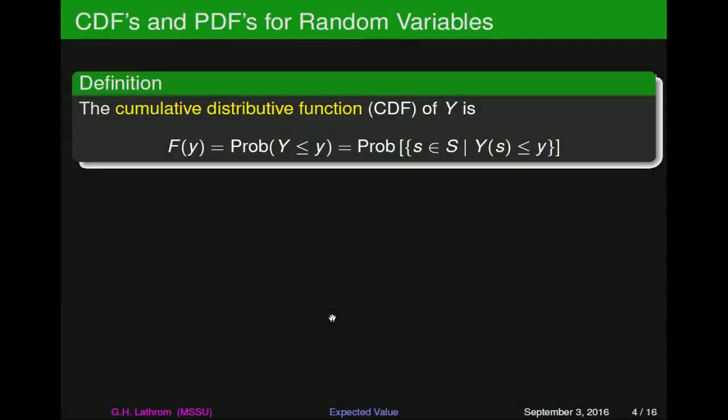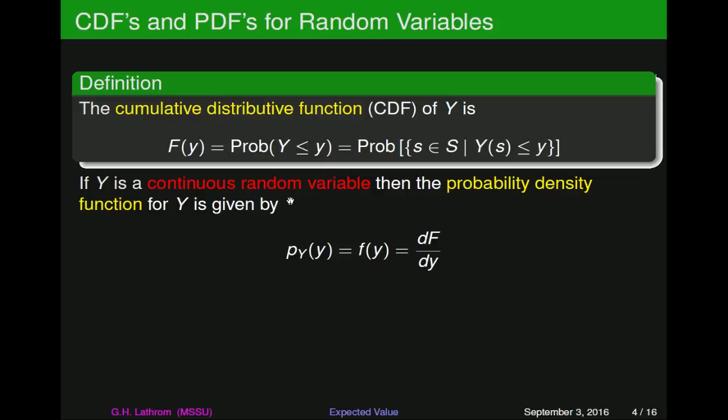Our CDFs and our PDFs for our random variables are defined as follows. The cumulative distribution function, the CDF of a random variable Y, is the probability that capital Y is less than or equal to little y. What that actually means is the probability of some subset of the sample space, the set of s in S such that the image of s under Y is less than or equal to little y.